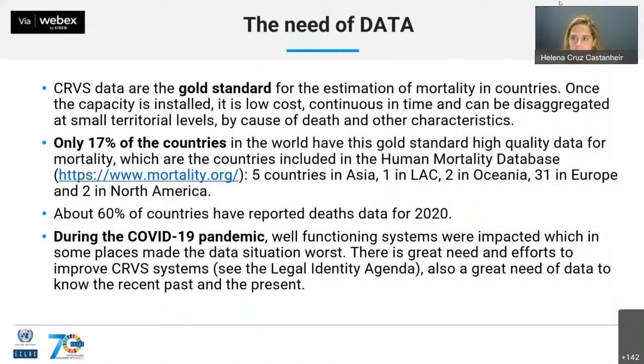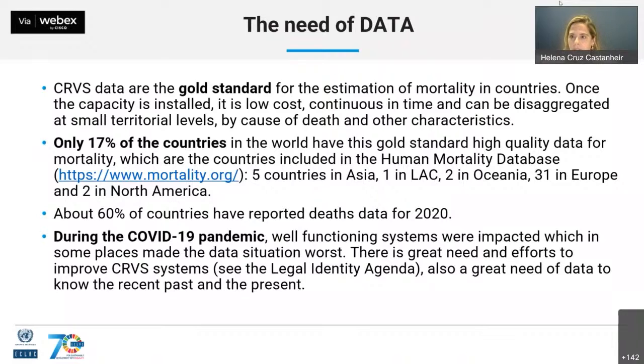You can get the data and produce mortality estimates without doing any completeness assessment. It's only 70% of the countries that are the Human Mortality Database countries. So 5 in Asia, 1 in Latin America, 2 in Oceania, 31 in Europe, and 2 in North America. So it's really a small fraction of countries in the world that have this really gold standard top mortality data. And for some countries, we are not even able to get any data from CRVS.